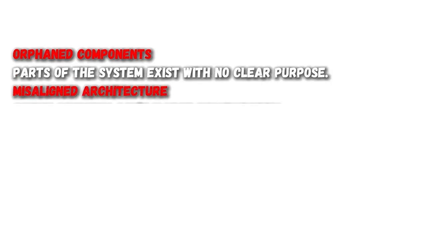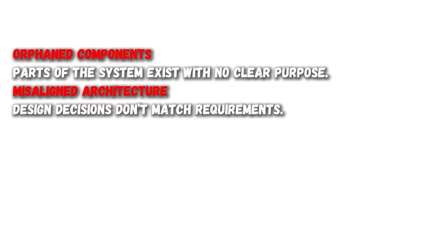3. What breaks without traceability? Let's look at common failure points. Orphaned components. Parts of the system exist with no clear purpose. Misaligned architecture. Design decisions don't match requirements. Incomplete verification.